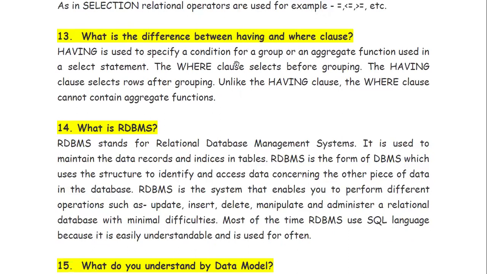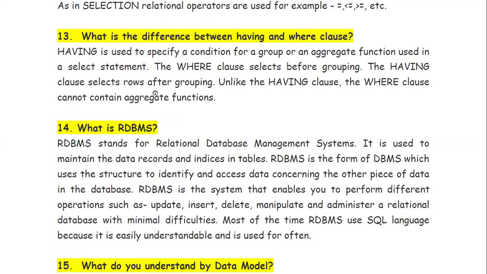Then what is the difference between the having and where clause? I hope you are aware of these two clauses, right? Now, what is the difference between them? Having is used to specify a condition for a group or an aggregate function used in a select statement. The where clause selects before grouping. The having clause selects rows after grouping. Unlike the having clause, the where clause cannot contain an aggregate function.